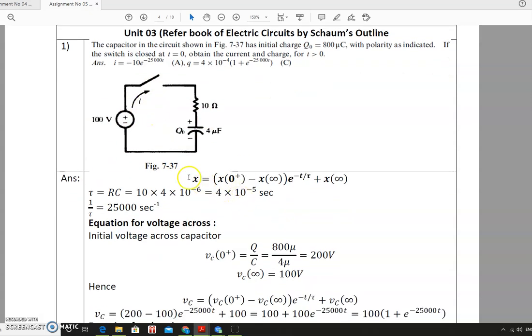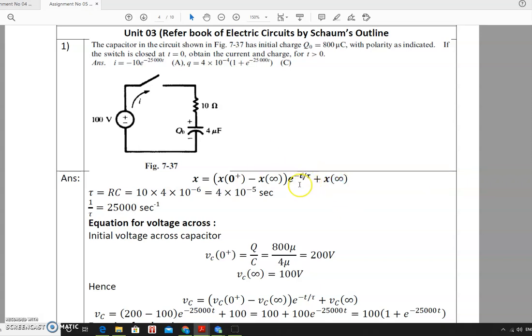I will tell you the simplest formula for any RL and RC circuit when it is connected to a DC supply. Any voltage, current, or charge to be calculated, use this formula. What is this formula? X as a function of t equals the value of x at 0 plus, just after switching, that is the initial condition, minus the value when time t is equal to infinity, into e raised to minus t by tau, plus x at infinity. So x(t) = [x(0+) - x(∞)] e^(-t/tau) + x(∞), where tau is the time constant.